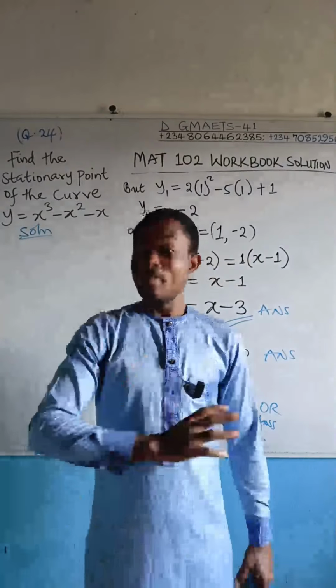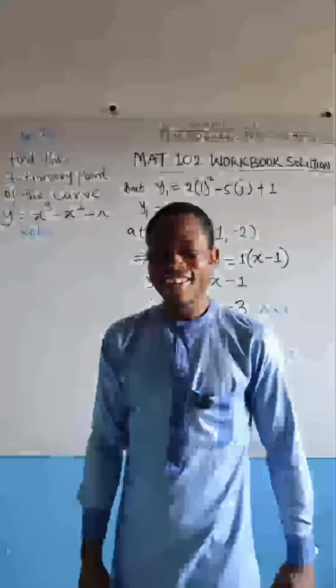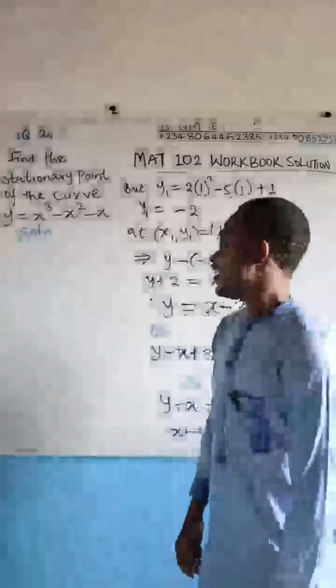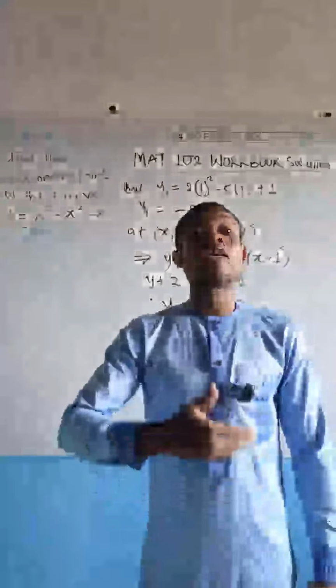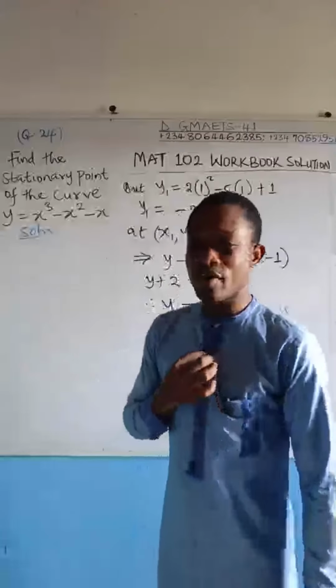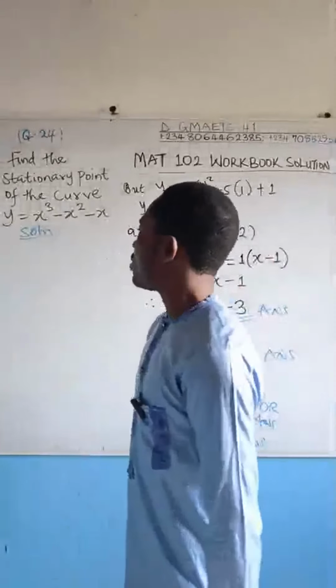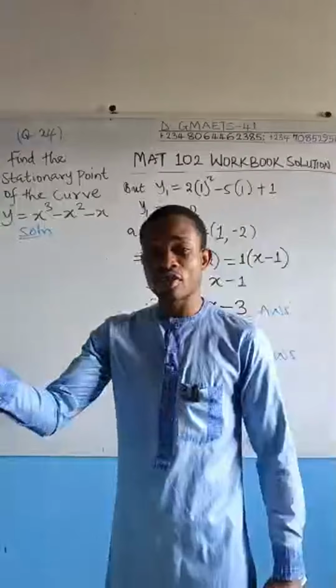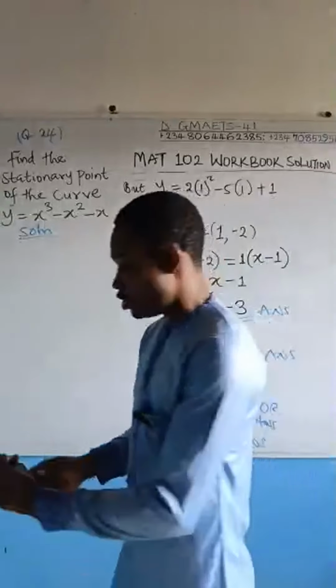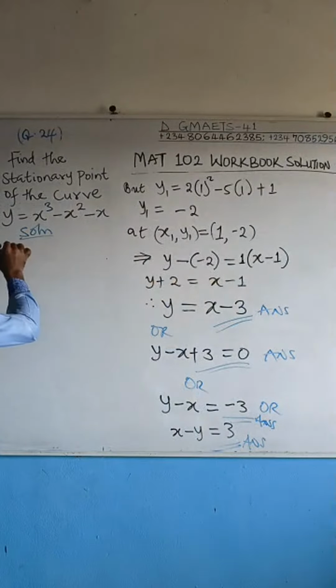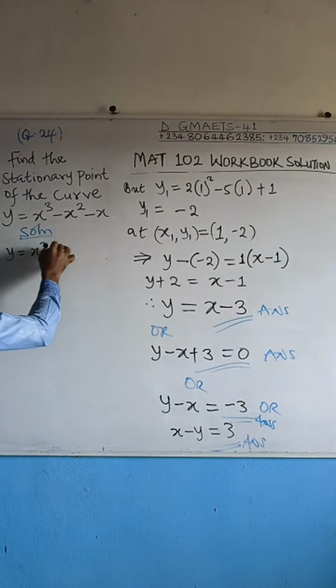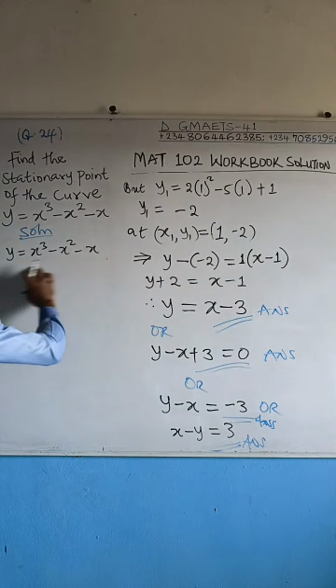All these terms mean the same thing, right? Does that make sense? So in case your examiner uses any of those words, they are referring to the same thing. So how do we get the stationary point of a function? It's simple. Differentiate that function, set it equal to 0, and then solve for the unknown. So here we are given y equal to x cubed minus x squared minus x. We shall differentiate this.